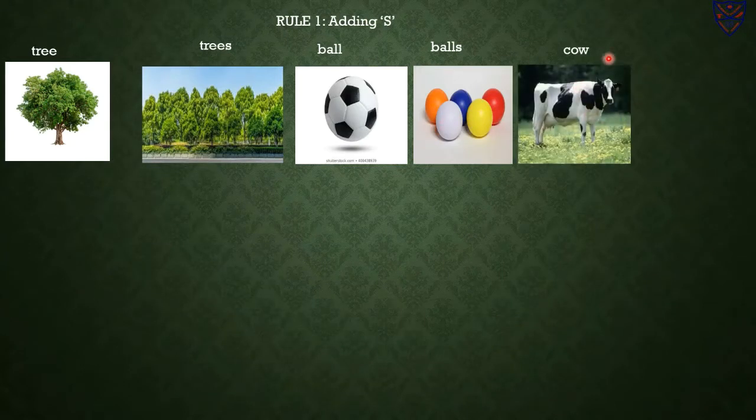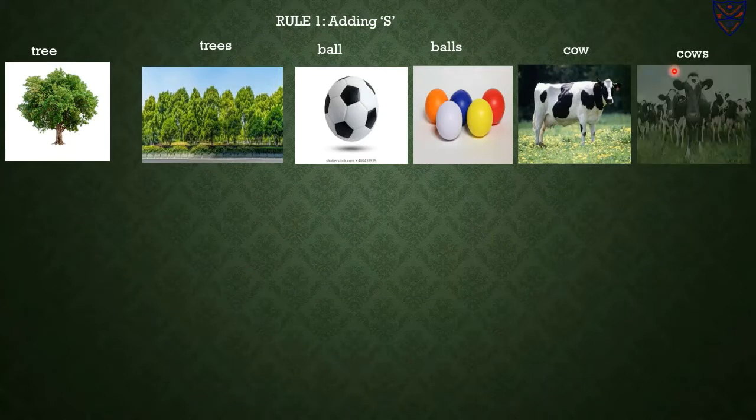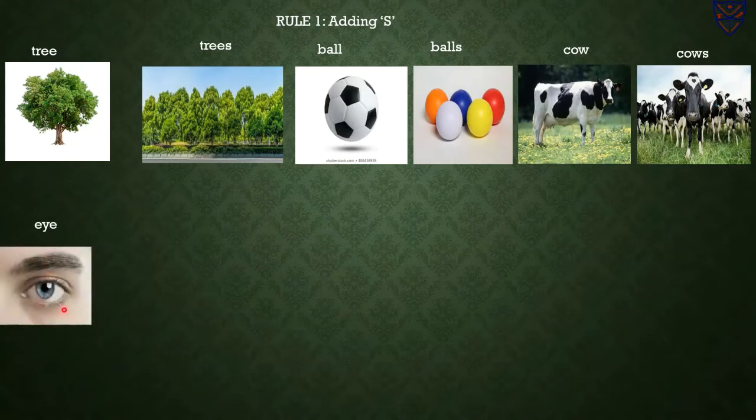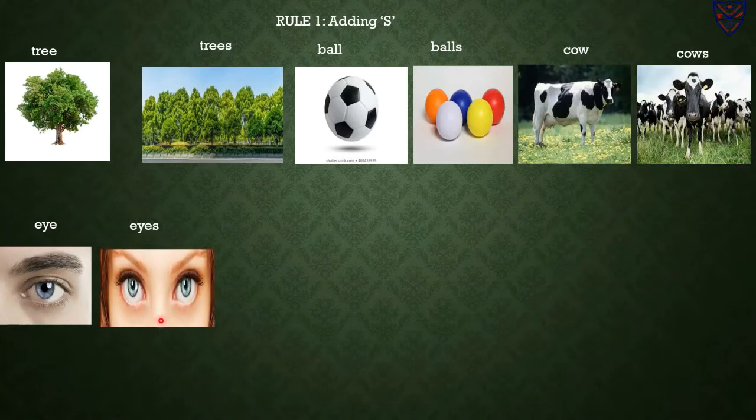Cow. Here you can see a cow, one cow, right? Now to convert this cow into plural, it will become cows. Here you can see many cows are there, right? So at last you have to put s to convert singular into plural. Eye. Here you can see one eye, it's singular. Now here eyes. At last you have to put s to convert a singular into plural, more than one.